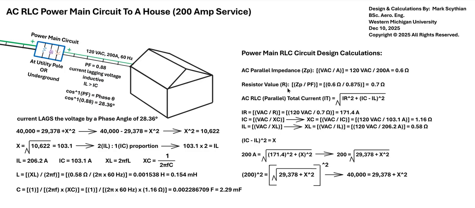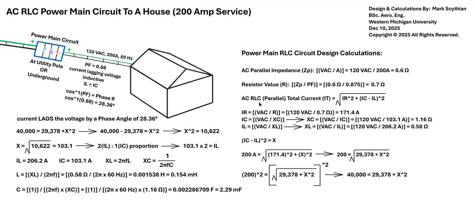Then we can quickly solve for the resistor value by simply dividing the parallel impedance into the power factor, so we get 0.7 ohms. And then we have to access the AC RLC parallel total current equation, which is a different setup compared to the AC series circuit equations for total current, because we're finding the reactive current in parallel. So that is the current at the resistor squared plus the difference between the current at the inductor subtracted from the current at the capacitor. This quantity is then squared, this sum is added up and its square root is found. This should then equal 200 amps.